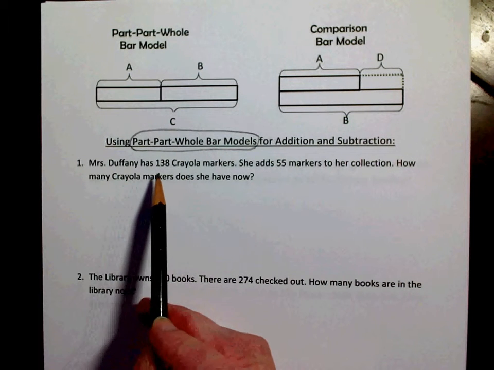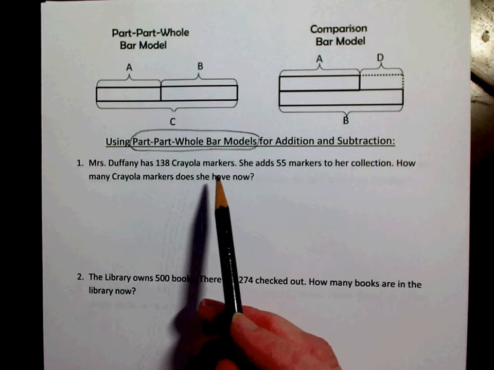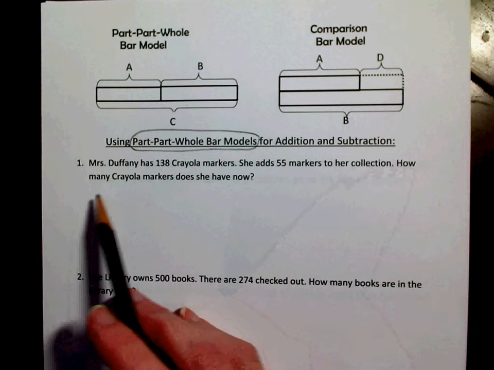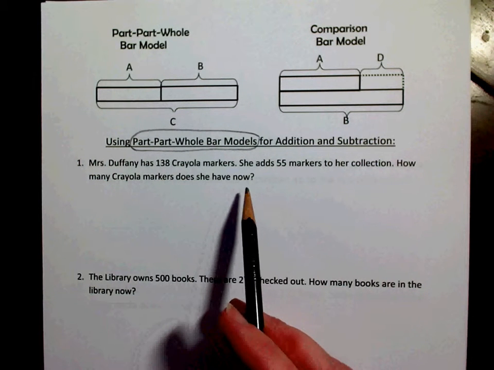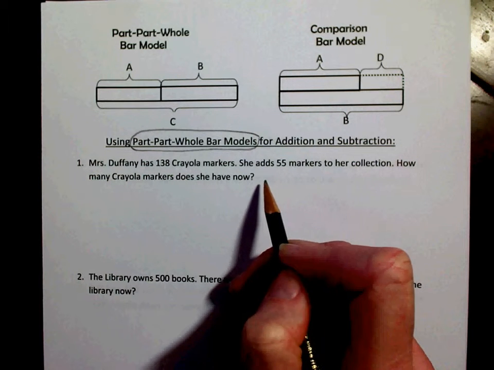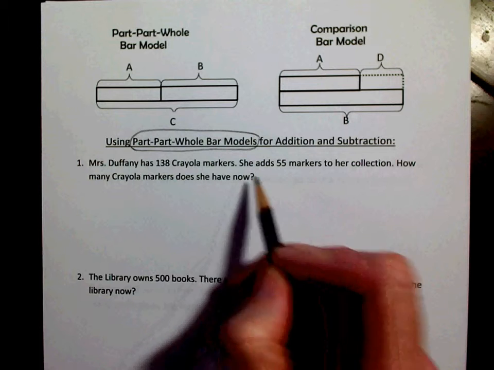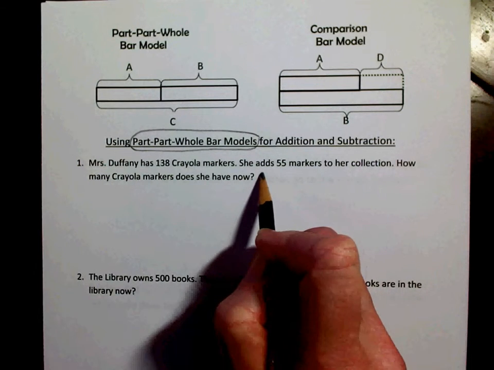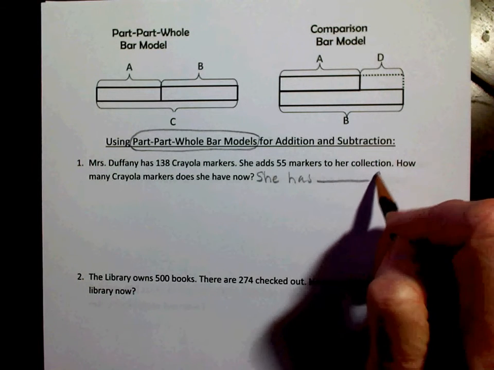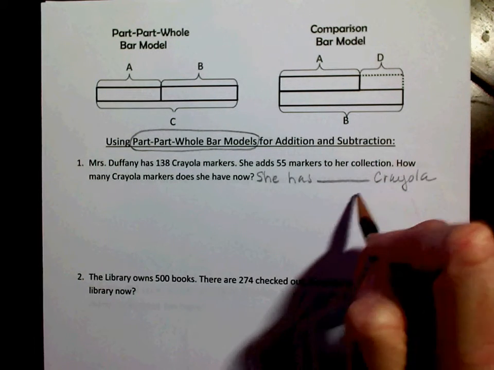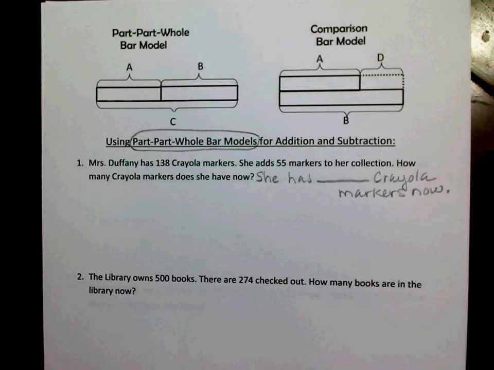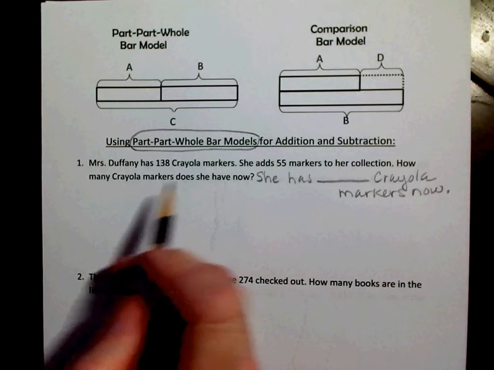So Mrs. Stephanie has 138 Crayola markers. She adds 55 markers to her collection. How many Crayola markers does she have now? Before they start solving, I encourage them to write their answer sentence with a blank, or a "blank" as I call it. So, how many Crayola markers does she have now? She has blank Crayola markers now. And then we reread each sentence again and start with our bar models.